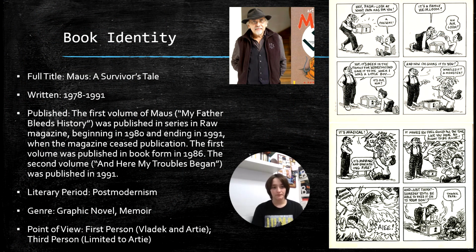So guys, the full title of the book is Maus: A Survivor's Tale. It was published in two volumes basically, but you can buy it as one, like mine. The first volume was called Maus I: My Father Bleeds History, and the second, Maus II: And Here My Troubles Began. You can see I have the double version. The first was published in a magazine in small pieces, as you can see in the picture, but then it was published as a full book too. It's a postmodern graphic novel. It's basically the biography of Artie's father.